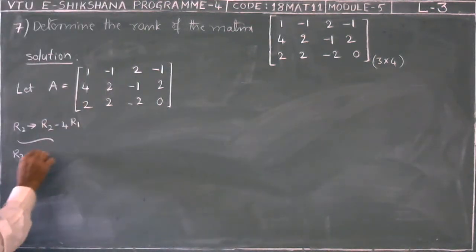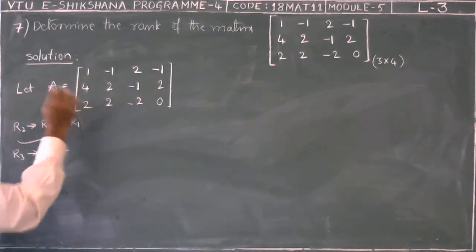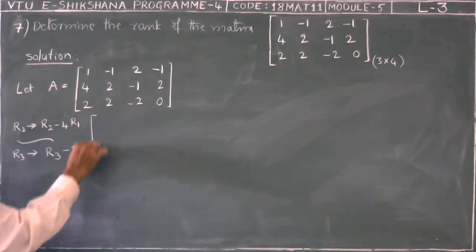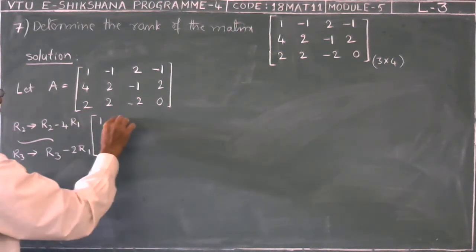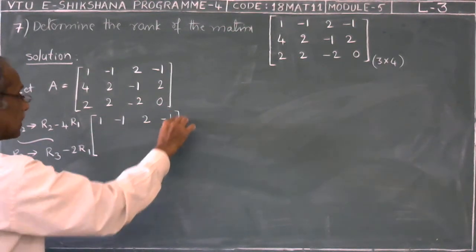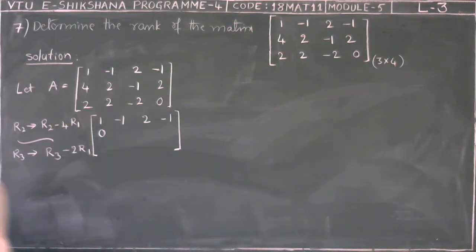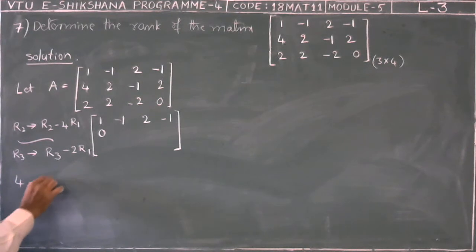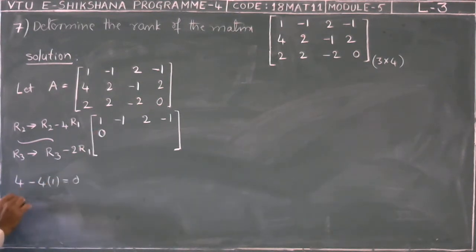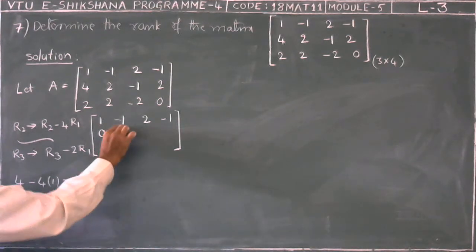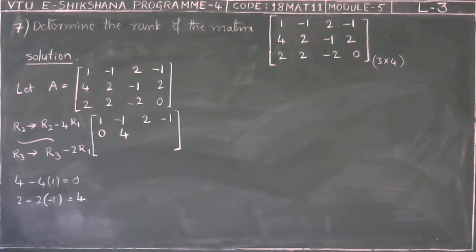Similarly, R3 minus, because both are plus sign, we have to subtract 2 times R1. So row 1 is being used, so no change: 1, minus 1, 2, minus 1. Then 4 minus 4, 0. How do we do this calculation? 4 minus 4 times 1 is 0. Then R2, 2 minus 4 times minus 1. So 2 plus 4 is equal to 6.